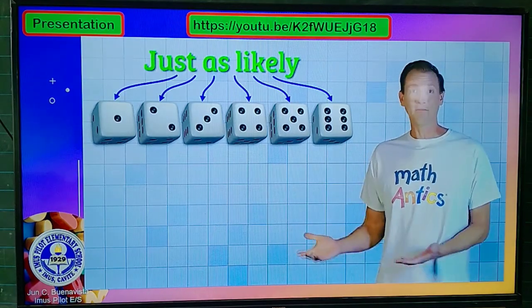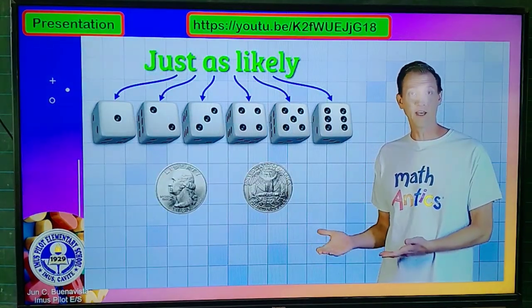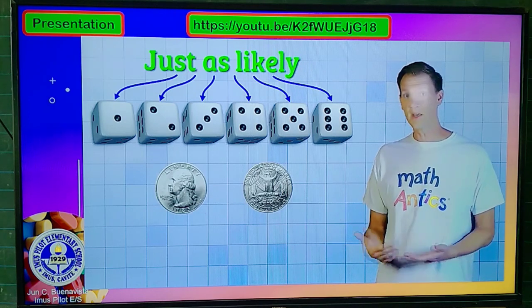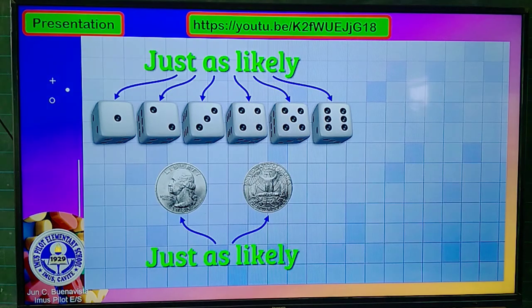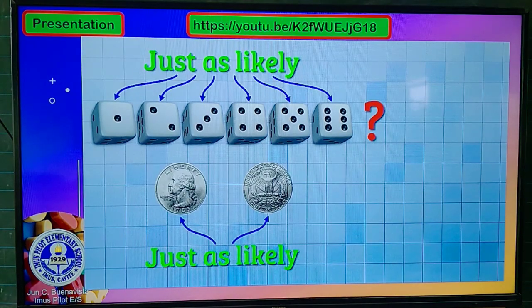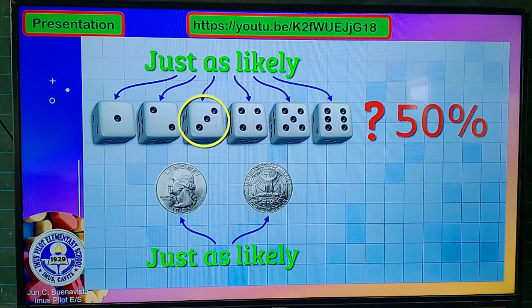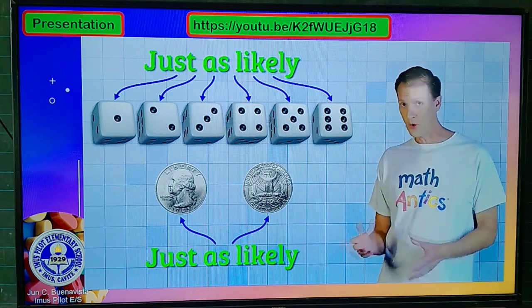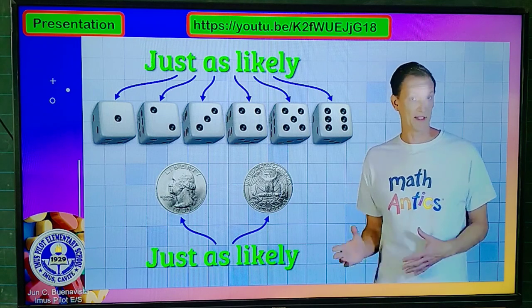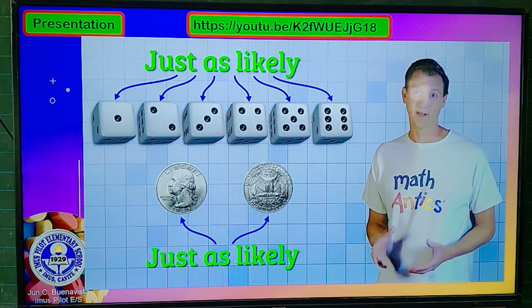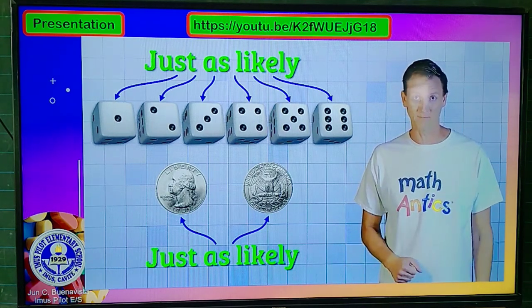That sounds a lot like flipping a coin, doesn't it? Each side of a die is just as likely to come up as the others, and each side of a coin was just as likely to come up as the other. So you might expect that the probability of rolling a 3 is 50%. But remember, with a coin toss, there are only 2 possibilities, heads or tails. With dice, there are 6 possibilities, and that's going to make a difference in its probability.